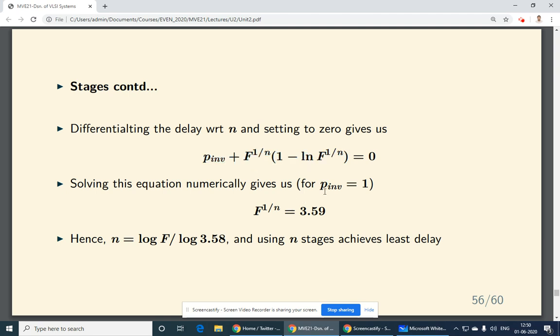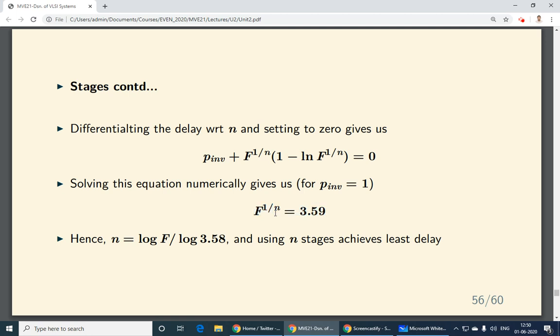We can solve it numerically using inverter parasitic delay equal to 1, and it gives us this very simple, nice equation: capital F to the power 1 by n is 3.5. This is the equation that you have to remember if you want to design an inverter chain.